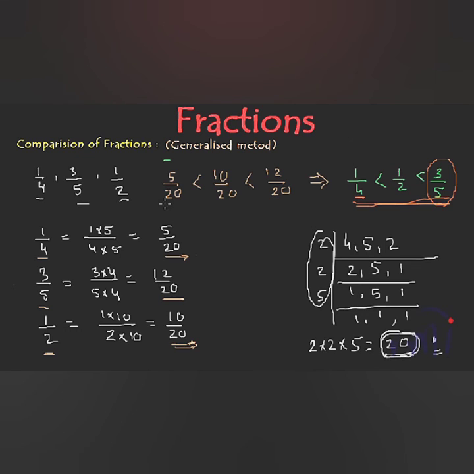And now since we have got all same denominators, the comparison of the numerator will be easy, right? So 5 by 20 has the least numerator, then we have 10 by 20, and then we have 12 by 20, and their equivalent simplest fractions were 1 by 4, 1 by 2 and 3 by 5. So this is the generalized method where we write equivalent fractions for the given fractions so that their denominators become the same, right? And then we just compare the numerators.